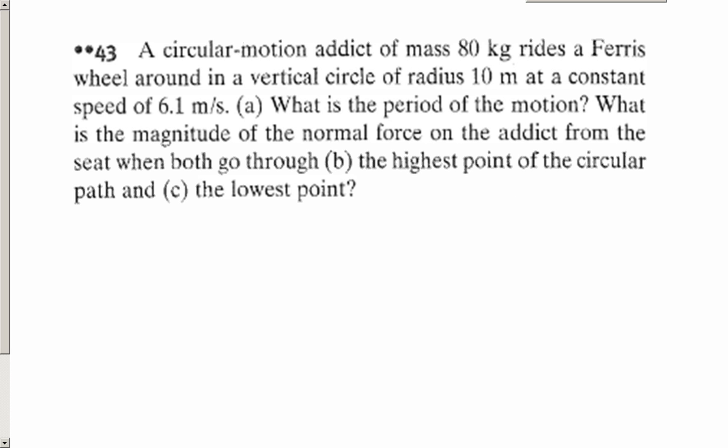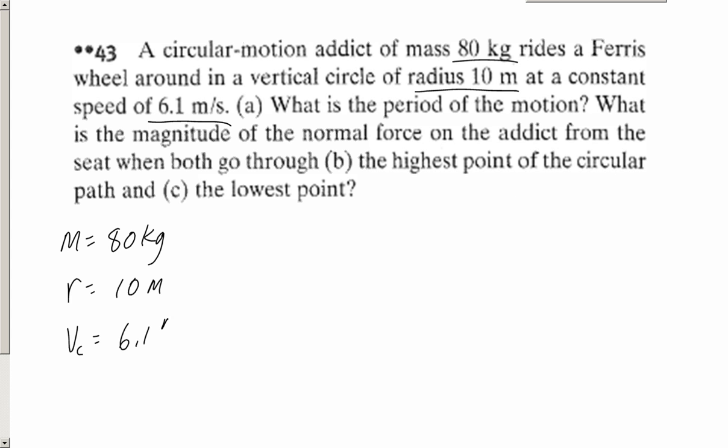Got problem 43. We'll give this one a shot. It says a circular motion addict of mass 80 kilograms, let's put that down, rides a Ferris wheel in a vertical circle of radius 10 meters at a constant speed of 6.1 meters per second. So v, we'll say vc, just to remind us, it's constant, 6.1 meters per second. What is the period of the motion?